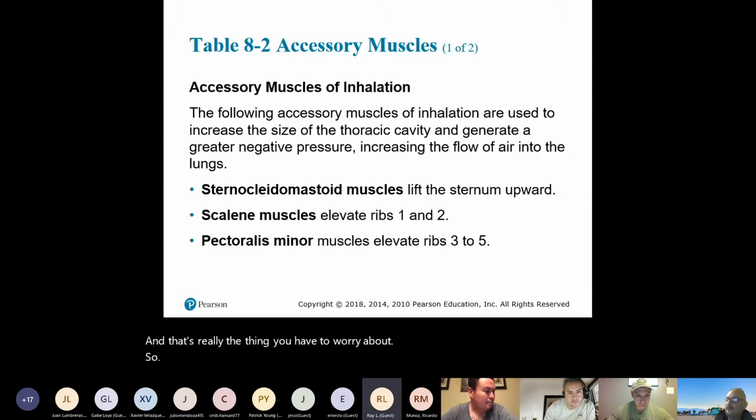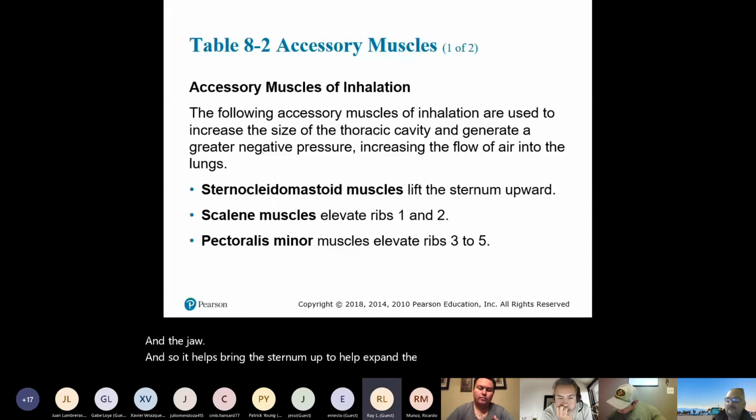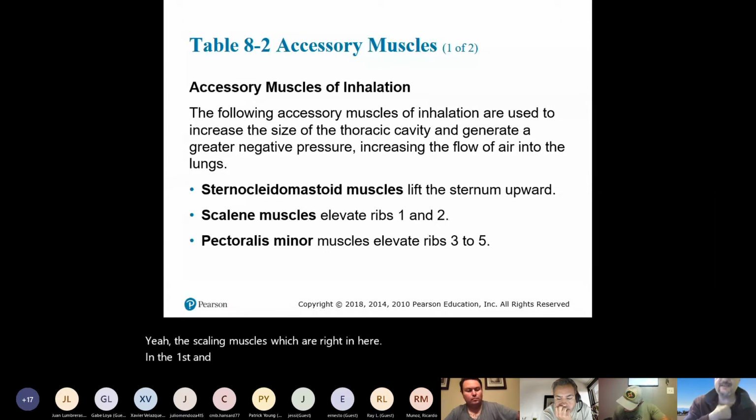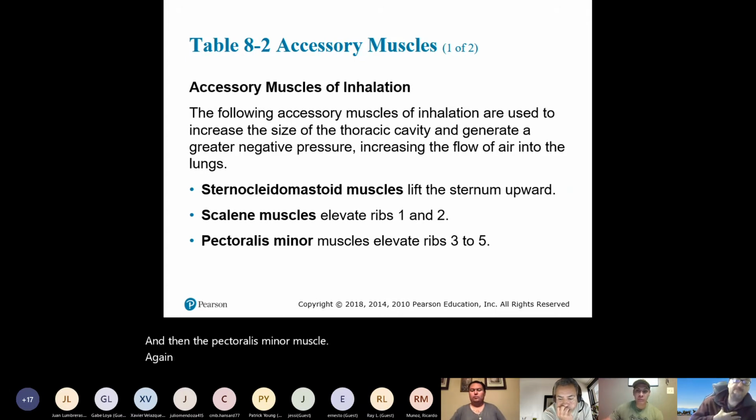So these are the muscles, or some of the muscles that we use. They're accessory muscles. The sternocleidomastoid is right here. It attaches to the sternum, the clavicle, and the jaw. And so it helps bring the sternum up to help expand the chest. You have the scalene muscles, which are right in here, in the first and second ribs. So you'll see them. And then the pectoralis minor muscle. Again, it's getting those ribs up to help bring air in. So what does it mean if you see a patient using accessory muscles?